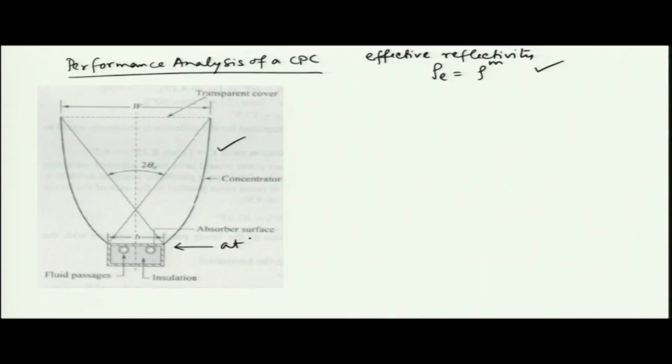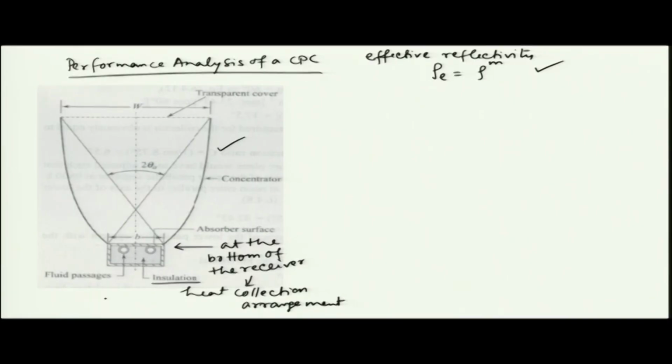At the bottom of the receiver we have this heat collection arrangement. Typically, as we have seen for flat plate collector, we have the tubes that are running below the absorber plate, and we have this insulation, okay, and the whole thing is put in a box. So, that is how the heat is collected from the CPC.